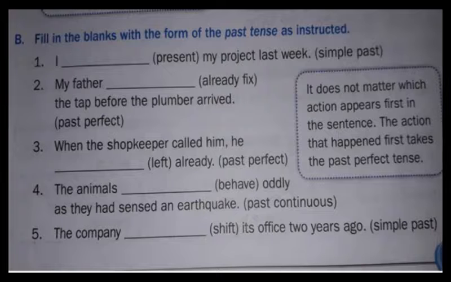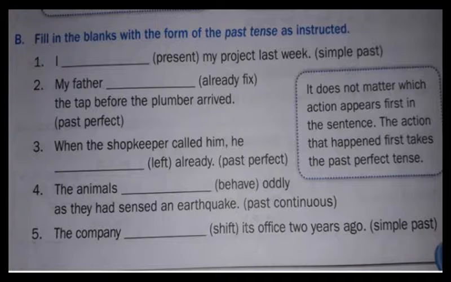Just pay attention to the rule. Here we have used past perfect for the earlier action and simple past for the later action. Question number 4. The animals dash oddly as they had sensed an earthquake. So we have to use the past continuous form of behave. So in the blank you are going to fill were behaving, and the sentence can be like this: The animals were behaving oddly as they had sensed an earthquake.